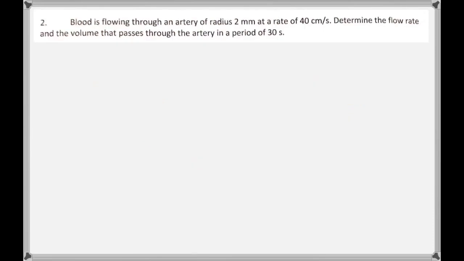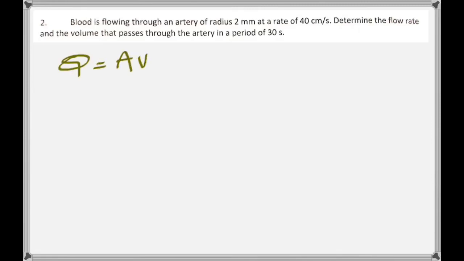And the second one is a similar question. You're given the radius of the artery and the flow rate is given in centimeter per second. That's actually the speed or the velocity. And you're asked to find the flow rate and also the volume that passes in a period of 30 seconds. So once you find the flow rate, which is the volume passing in 1 second, you just multiply that with 30 to get the volume that passes in 30 seconds, right?